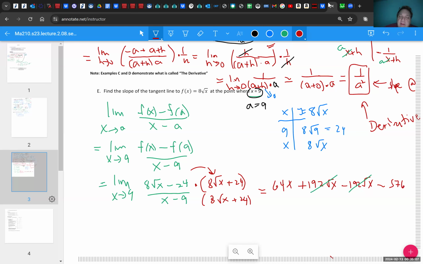All right, and then on the bottom, I have quite a bit of mess here: x minus 9 and 8 root x plus 24. Once again, it's unlikely that multiplying out the denominator is really going to do much. You'll see that over and over again. I did forget my little limit symbol, so I'm going to have to go back there and insert that. Otherwise, I will lose points.